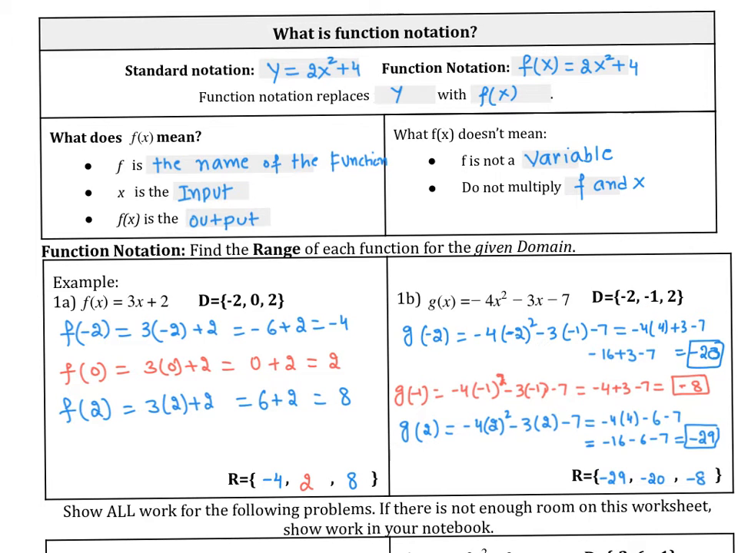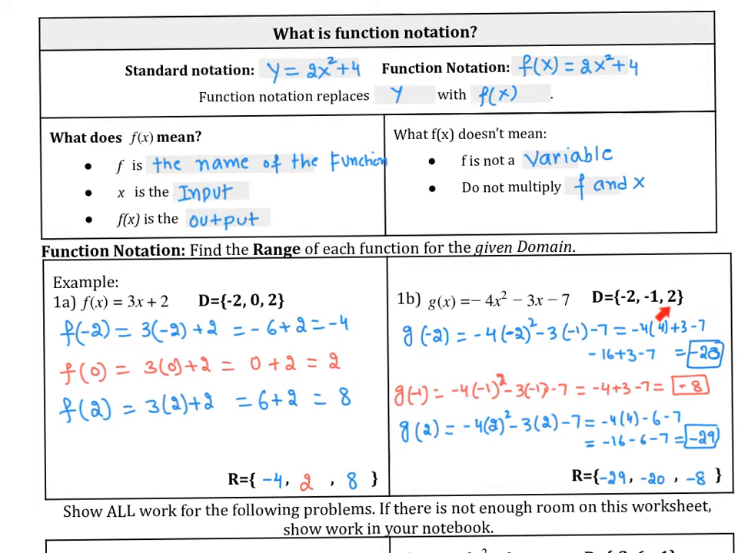Now you're going to use -1 as your x value. So plug in -1 for x. You get g of -1 equals -4 times (-1) squared minus 3 times (-1) minus 7. So (-1) squared is just 1. So 1 times -4 is -4. -3 times -1 is plus 3, and minus 7. So -4 plus 3 is -1, and -1 minus 7 is -8.